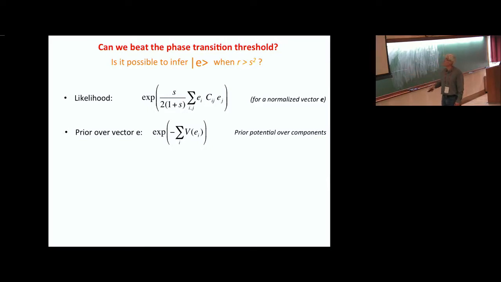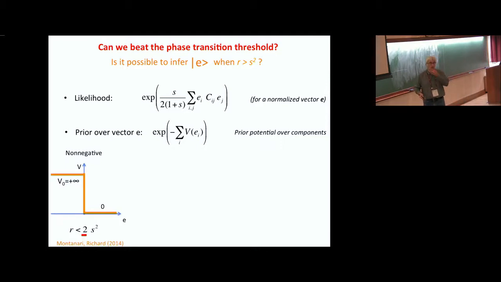Okay? So let me give you some examples. So one prior you can think of is that you know, for instance, that all the components of your eigenvector should be positive. It could be, right? For some reason, you know that. It's a structural constraint on the eigenvector. So what does that mean? That the potential here is going to be zero for positive E and it's going to be infinite for negative E. So a hard wall at E equal to zero.